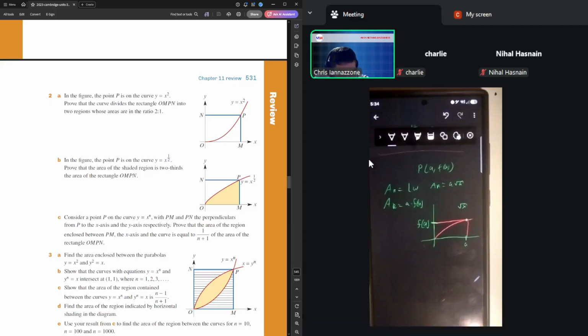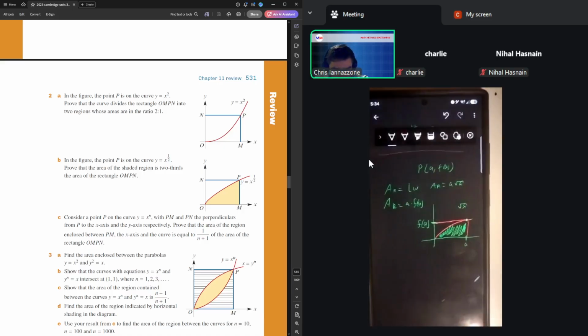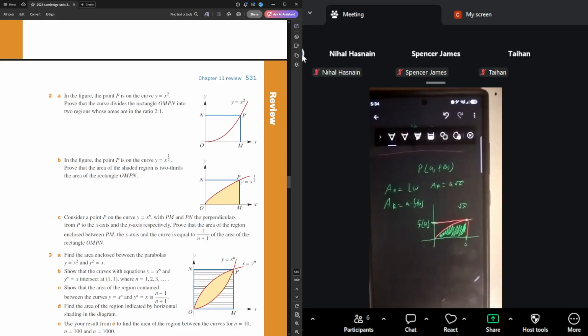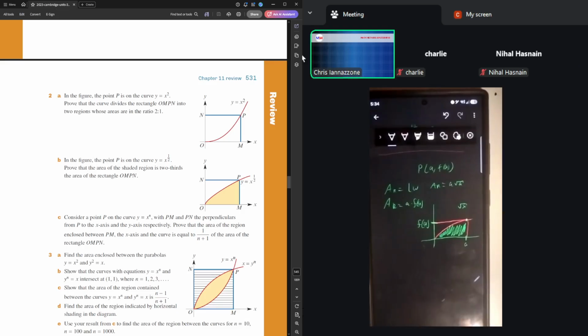From here, we also need the area formula for the curve itself. So simply this bit there, excluding the whole rectangle bit. There's a couple of ways you can do that. One is significantly simpler than the other. Any thoughts on how we're going to get that?